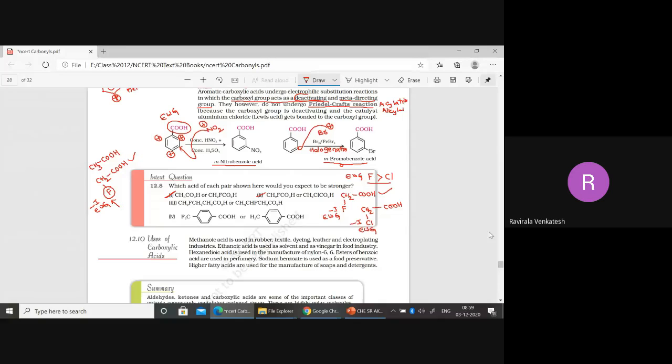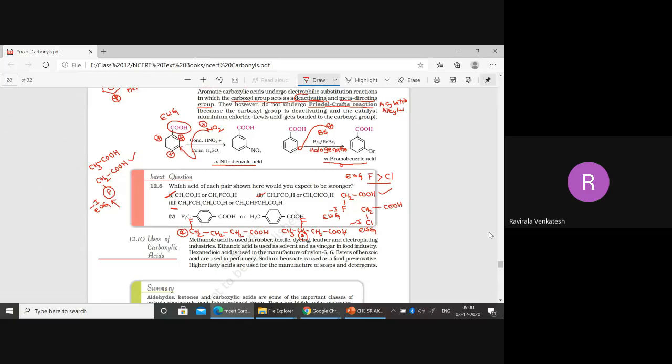Next one, if you observe the third one, here they have given fluorine on which carbon, beta? In the third one, I'm writing here CH2F, next CH2, next CH2. Three carbons are completed. Next COOH. Next one, CH3, CH2, COOH. Now in both cases you have fluorine, but on which carbon? On the third carbon here, and on the fourth carbon here.